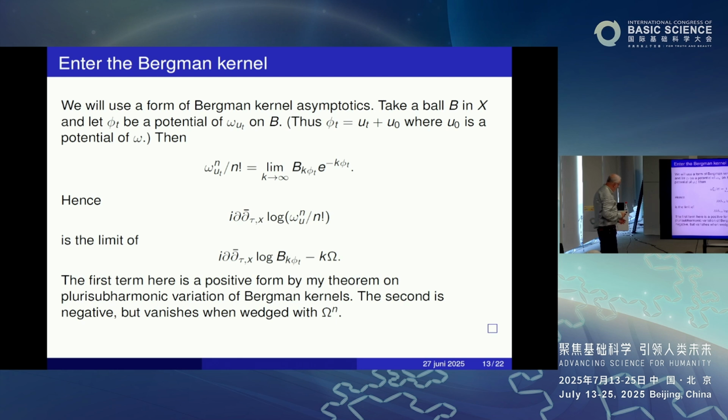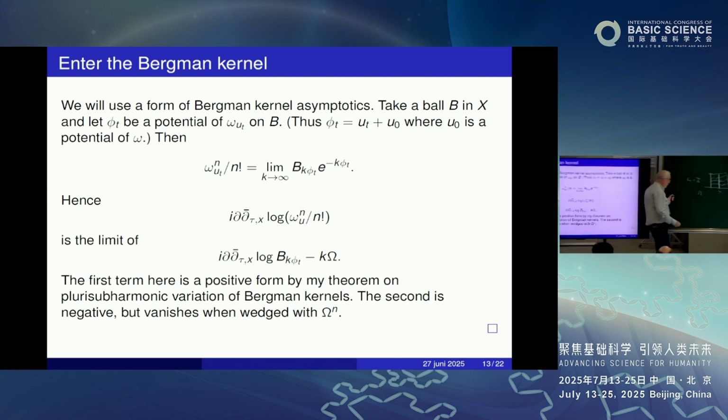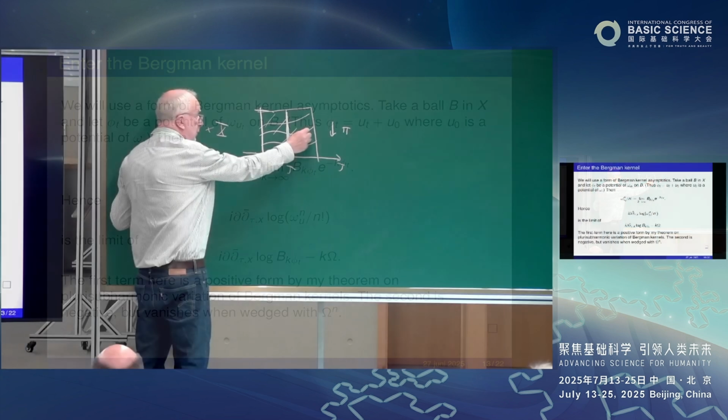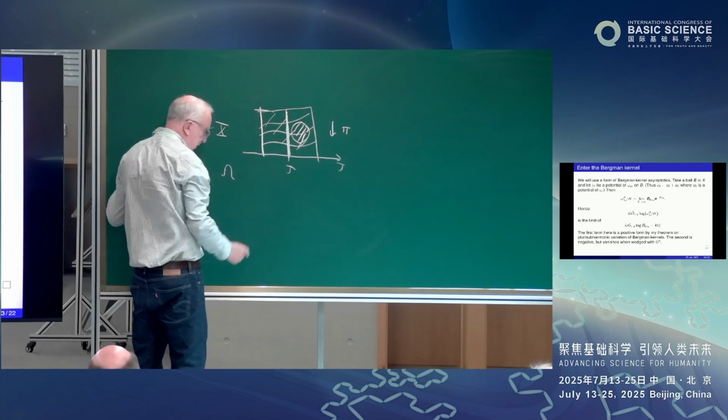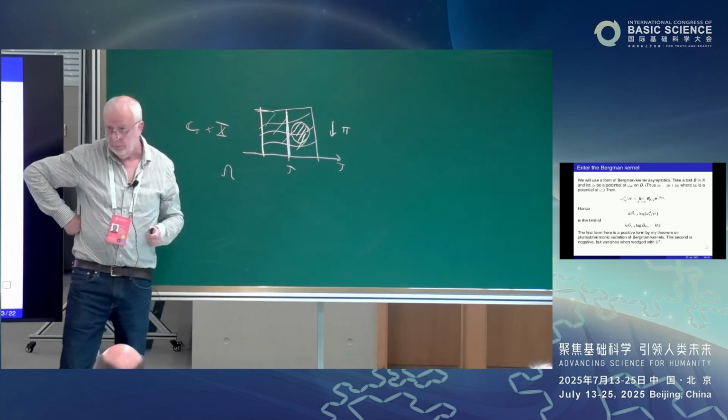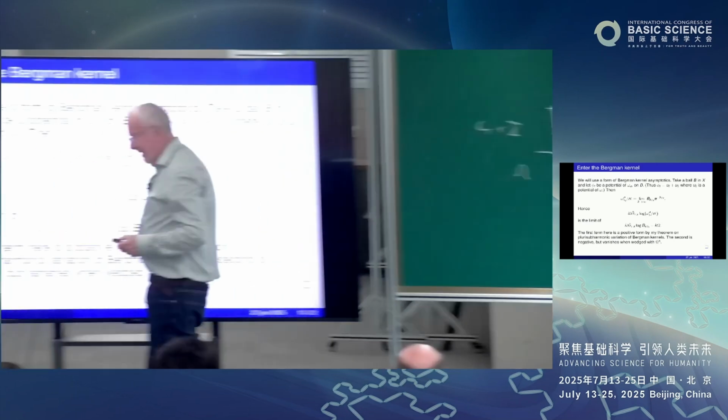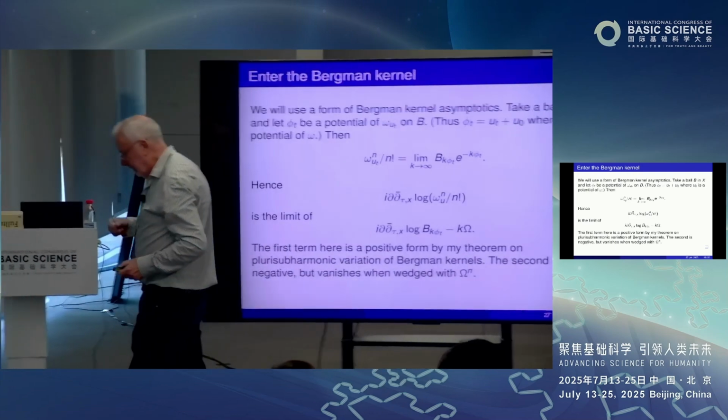So then what we do instead is that we use the Bergman kernel. I want to prove that a certain current is positive. It's a local property, so I take a little coordinate neighborhood here, which is like a ball in n+1 variables. And I can take the Bergman kernel on that ball.